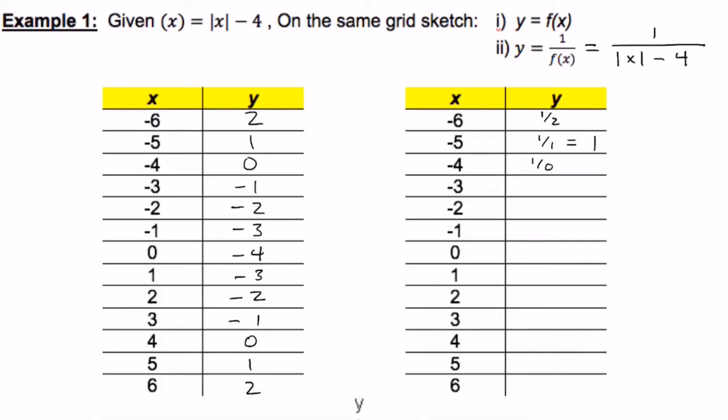Absolute value of negative 4 is 4, minus 4 is 0, so it's 1 over 0, but you can't divide by 0. So this is not defined, and we'll have to figure out what that is later.